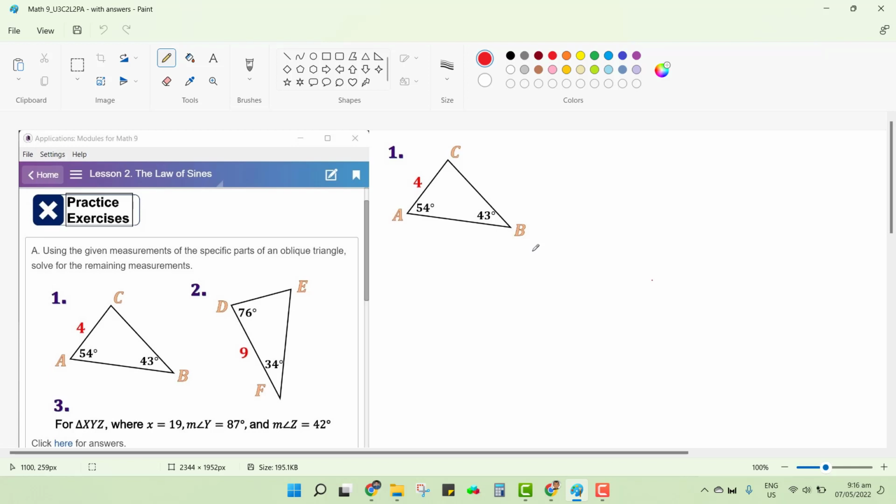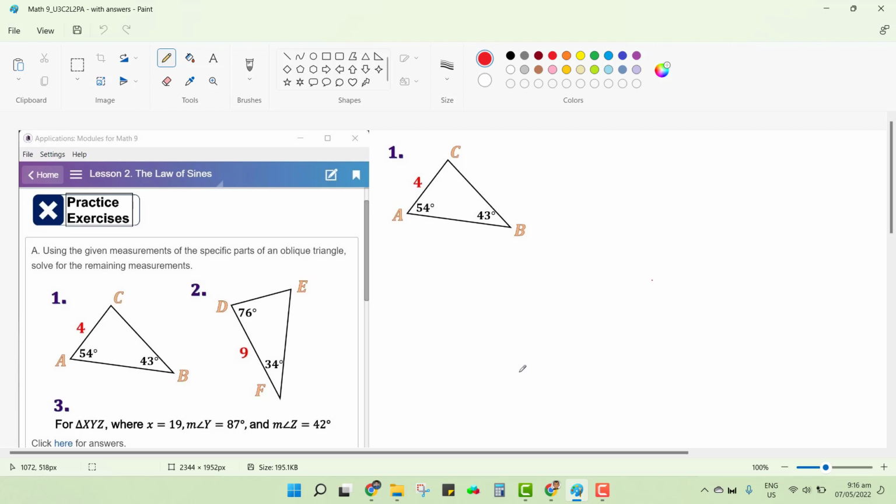Hello everyone, good morning. For this given practice exercise, we are tasked to determine the measurements of the rest of the specific parts of an oblique triangle given the specific situations. Before we start, let us not forget that an oblique triangle is a triangle with no 90-degree angle. In short, it could have acute angles or obtuse angle as long as one of the interior angles is not a 90-degree angle or a right angle.